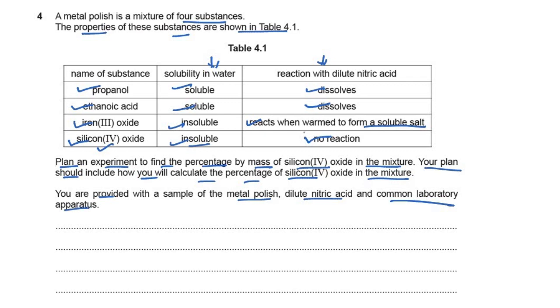Now let's understand the question. What we are supposed to find is the percentage by mass of silicon 4 oxide. Now if we are finding the percentage by mass of silicon 4 oxide, we need to separate silicon 4 oxide from the mixture. Now as we have already seen, silicon 4 oxide is insoluble in water as well as in dilute nitric acid. It doesn't show any reaction, so we can easily separate it. But remember, iron 3 oxide reacts with dilute nitric acid only when it is warmed.